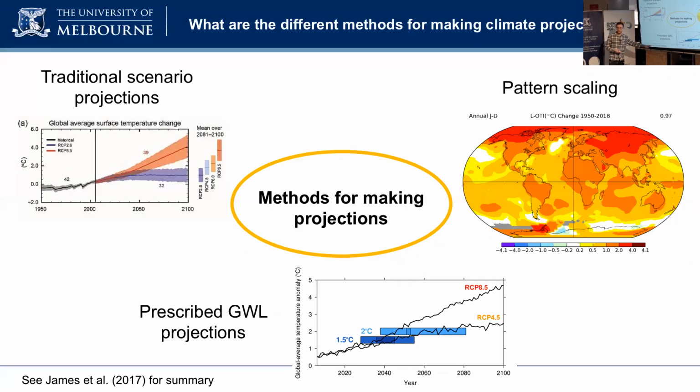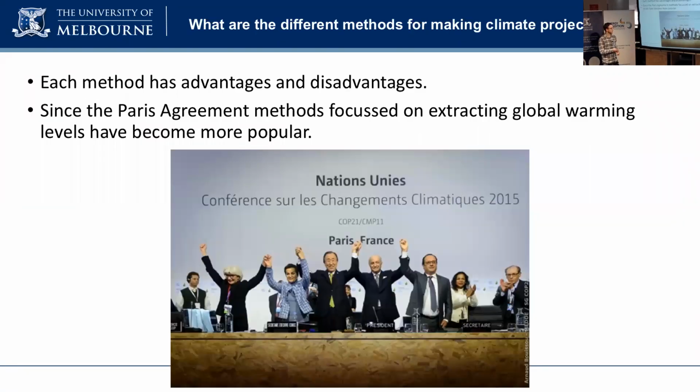There's a very nice paper by Rachel James, who was a postdoc at Oxford, who wrote a very good summary on these different methods. So I'm going to be comparing a couple of these different methods. I'm mainly going to be comparing these two methods, and I'm going to be talking about the validity of the pattern scaling method. So as I say, there were pros and cons to each.